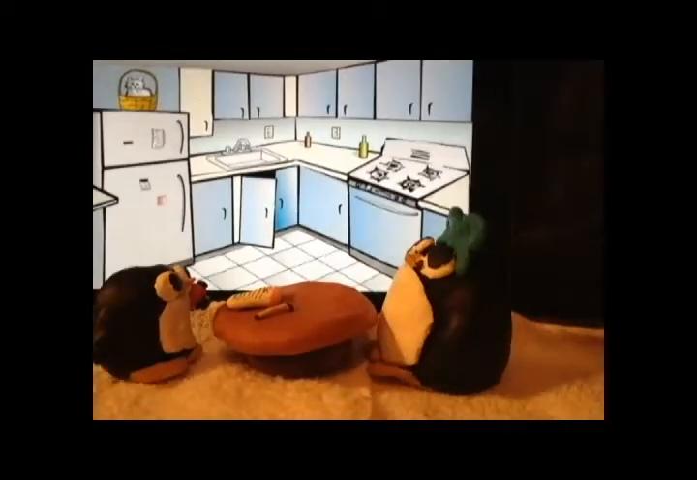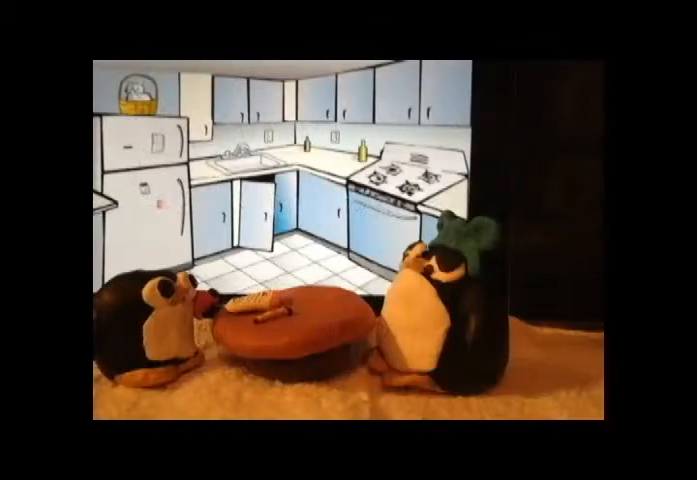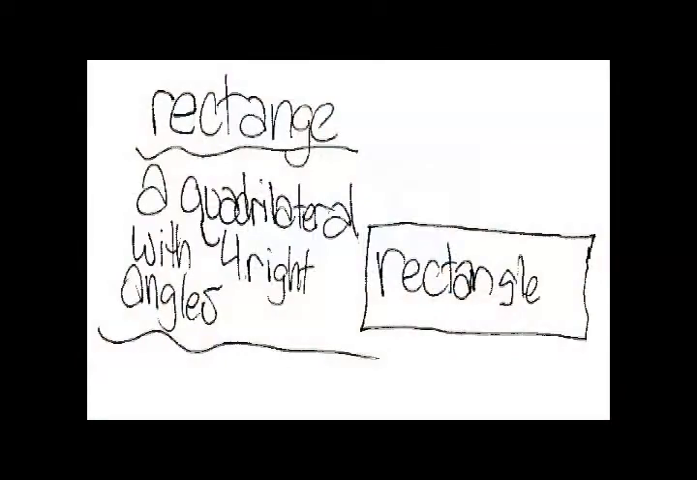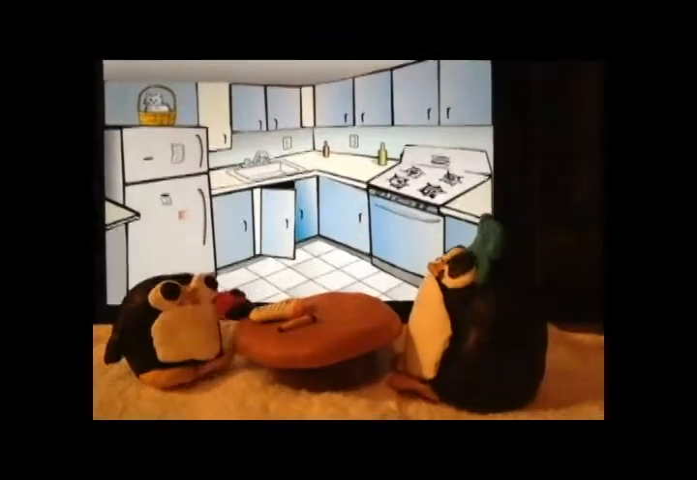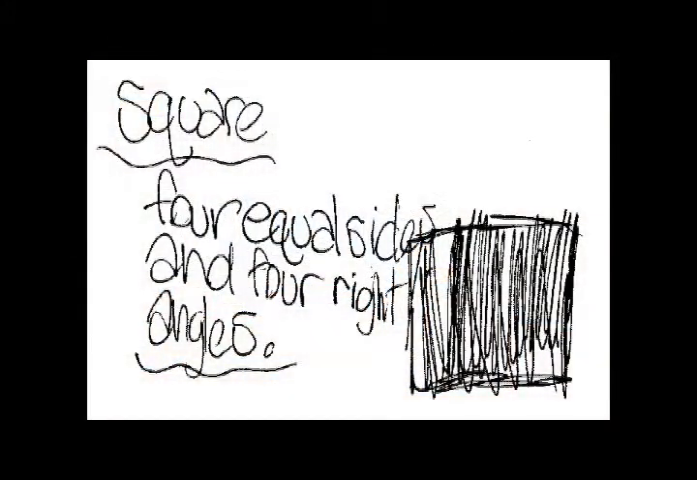A parallelogram is a quadrilateral with 2 pairs of parallel sides, like this. A trapezoid is a quadrilateral with 1 pair of parallel sides. A rectangle is a quadrilateral with 4 right angles, like this. A rhombus is a quadrilateral with 4 equal sides, like this. A square has 4 equal sides and 4 right angles, and it looks like this.